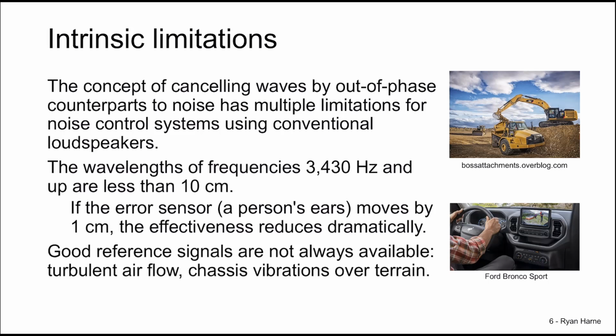We also need very good reference signals of the noise, and these are not always available. For instance, turbulent airflow out of ducts in vehicles, or chassis vibration as we travel over rough road terrain. These all produce noise in the cabin, but they are stochastic, and it's very difficult to identify a good reference signal to use in an active noise control algorithm.